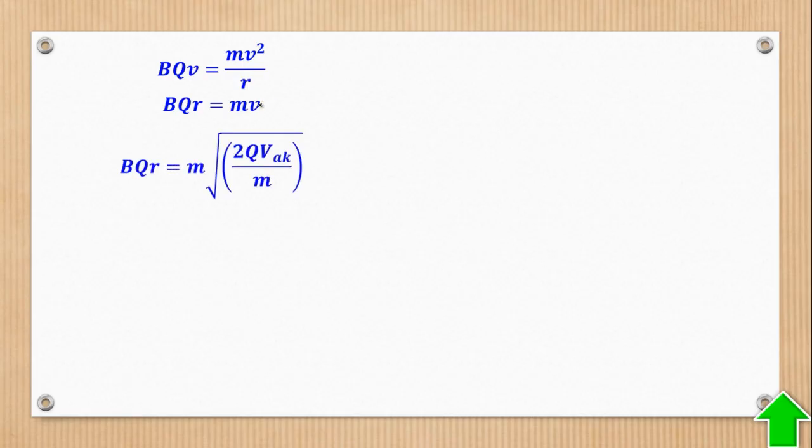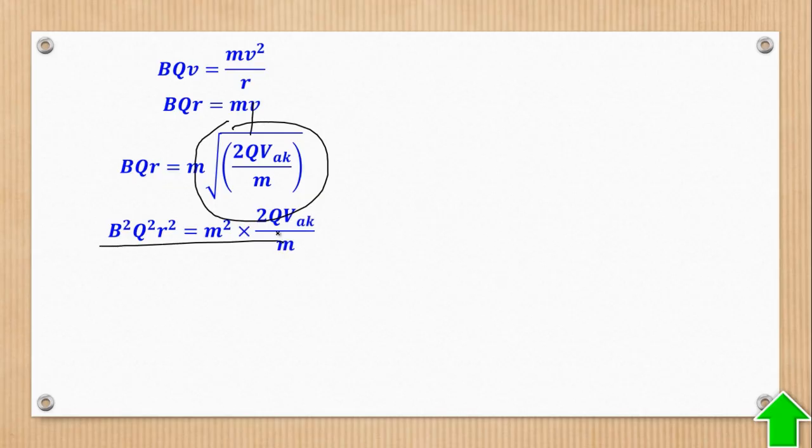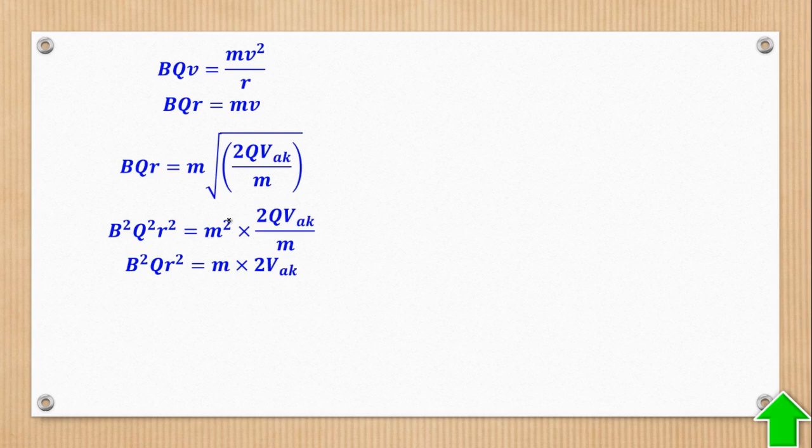Then we remember that V is equal to the whole of this, so we shall substitute for V. Square both sides to come up with that. Our aim is to get Q over M. So we shall see that here, this M can cancel with the square to remain with only one M here.